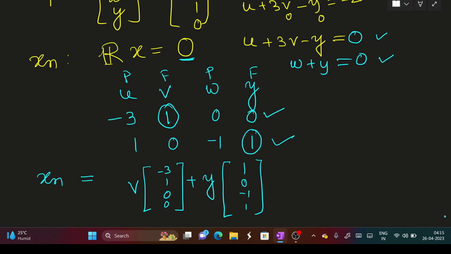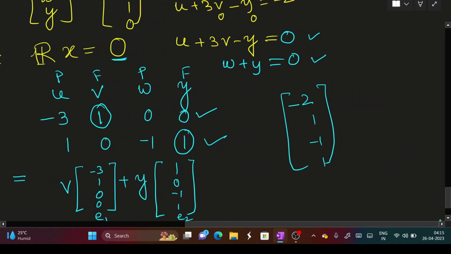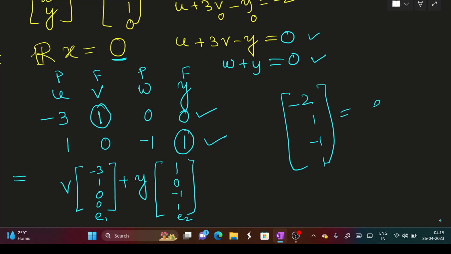Why is it so? Suppose I have a null space vector minus 2, 1, minus 1, 1. Suppose this is a null space vector. Now my target is, suppose this one is named E1 and this one E2. I want to write this vector as a linear combination of E1 and E2. So this is something into E1 plus something into E2. What is that something? Here there are two free variables.